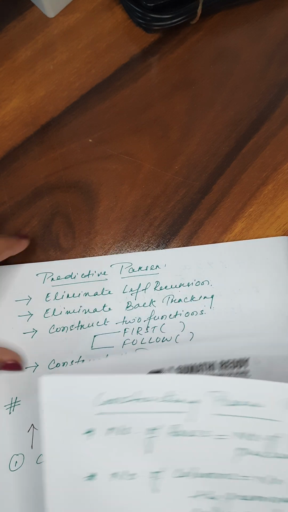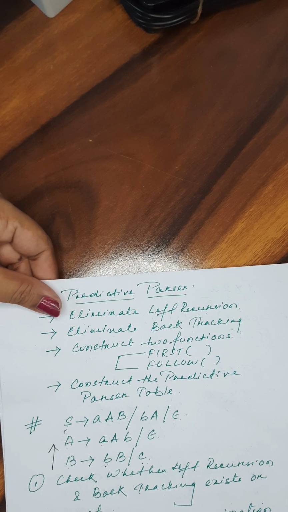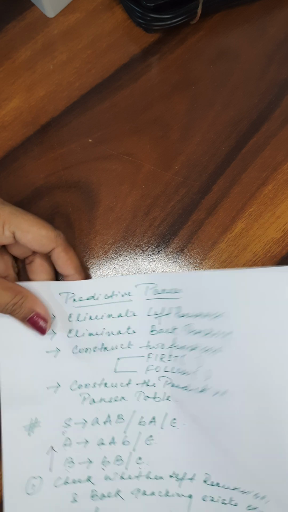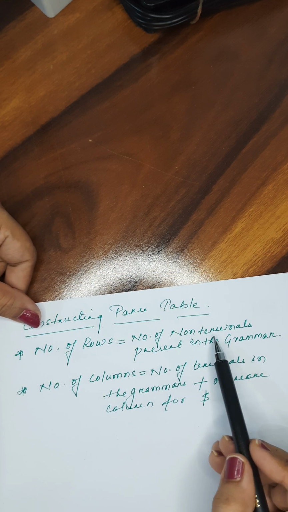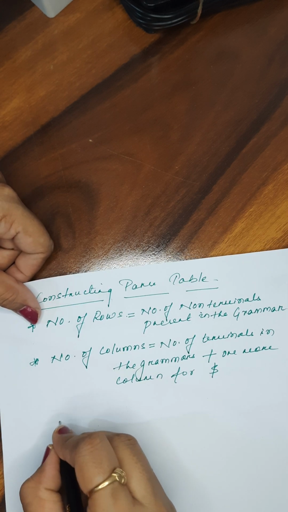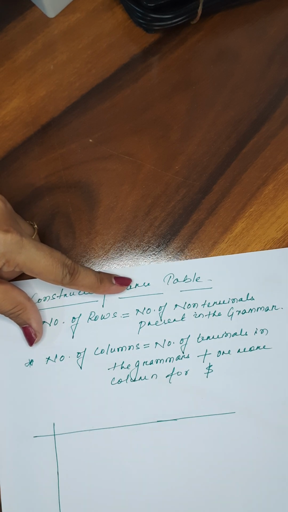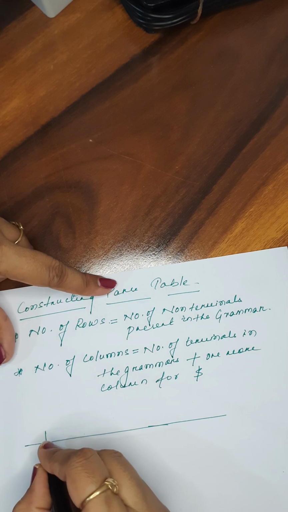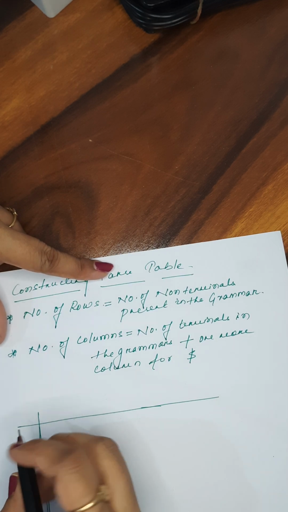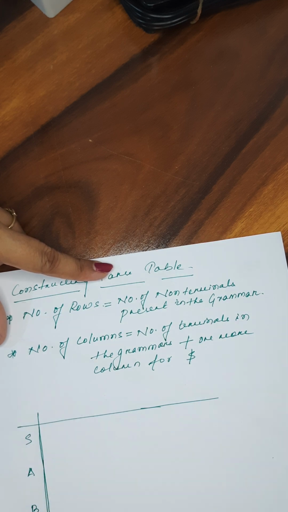Now see, what is the question given? In this question that we have solved, what are the non-terminals? S, A, B. So what will be the number of rows? Number of rows is equal to the number of non-terminals in the grammar. Now how will we construct it? I am drawing the table freehand. These questions in the exam you need to solve freehand only. No need of scale, pencil and all. Calculations are important. So S, A and B.